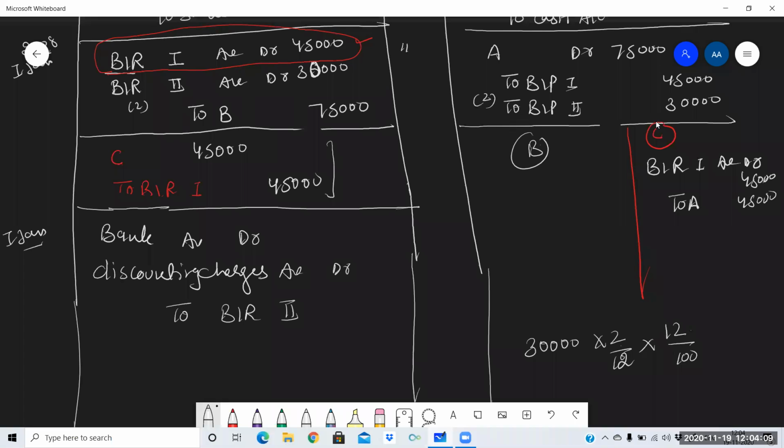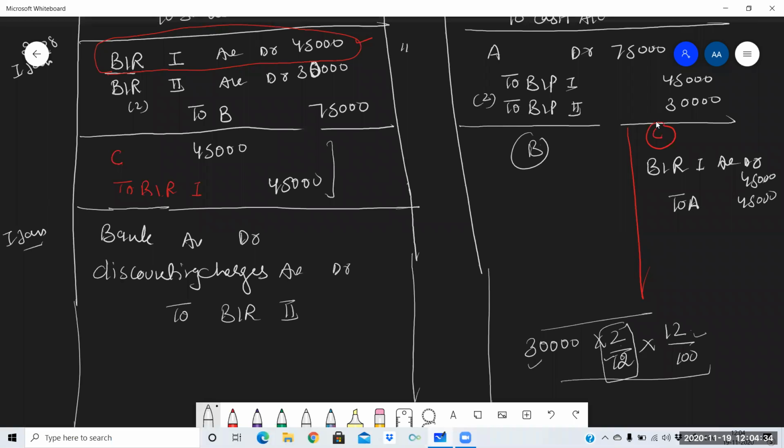So what will be the discounting charges? This is the formula you need to apply for calculating the discounting charges: bill amount into time period into rate. And if the words "per annum" are not there with the rate, then the time period will not be considered. Time period will be considered only when "per annum" is mentioned there.